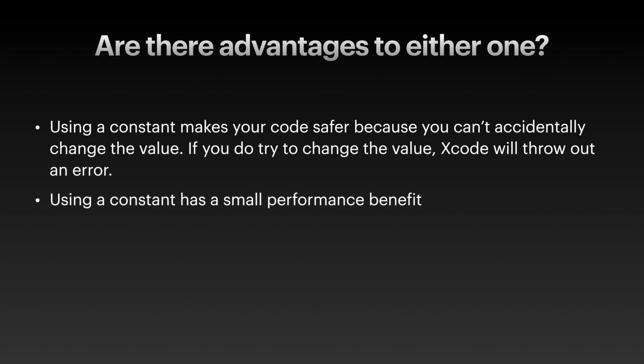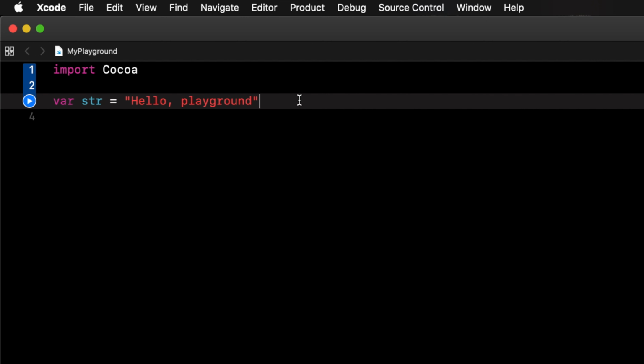And are there advantages to either one? Well, yes. Using the constant pretty much makes your code safer because you can't accidentally change the value. And if you do try to change the value, Xcode will throw out an error. And using the constant has a small performance benefit. So without further ado, let's go ahead and jump into some examples.